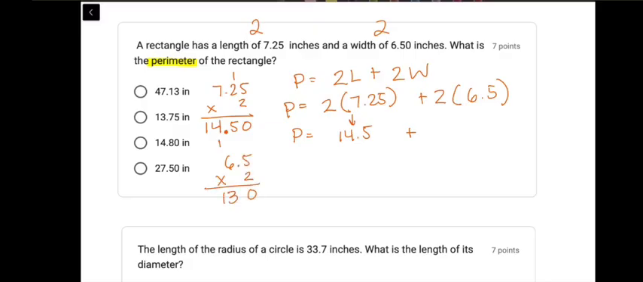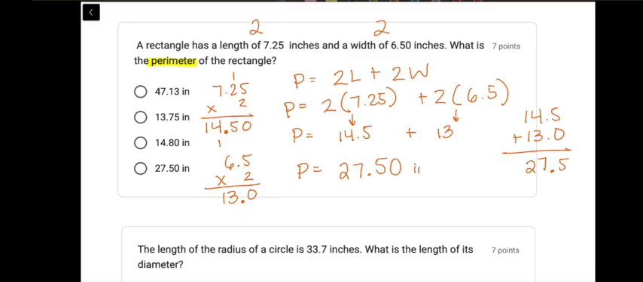Now let's go ahead and do 6.5 times 2. That would be 10, carry the 1. That would be 12 plus 1 is 13. I had 1 value behind my decimal point, so I need 1 value behind my decimal point, making this equal to 13. And now finally, I add these two values together. So I'm going to have 14.5 plus 13.0. And again, I put that 0 so that my decimals are aligning. That would be 5, decimal point, 7, and 2. So my answer would be 27.50 inches, which would make my answer D.